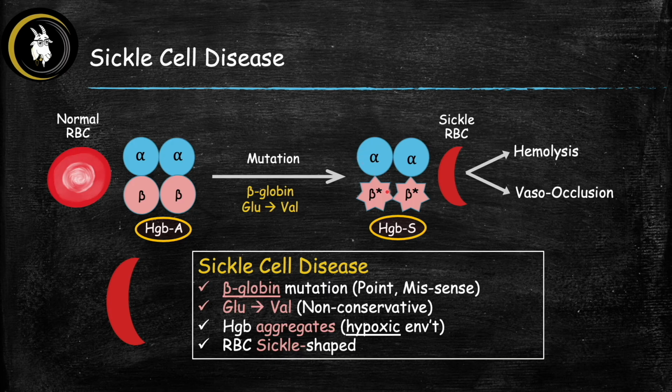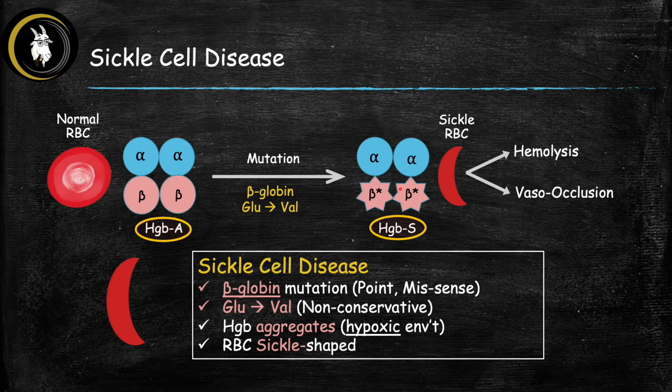The problem with this mutation is that it's what's called non-conservative. What that means is that these 2 amino acids have opposite characteristics. Glutamic acid was hydrophilic, but valine is hydrophobic. So when it comes time for the protein to fold into a 3D structure, this is going to cause major problems. And specifically, this hemoglobin S is going to want to aggregate when it's not bound to oxygen.